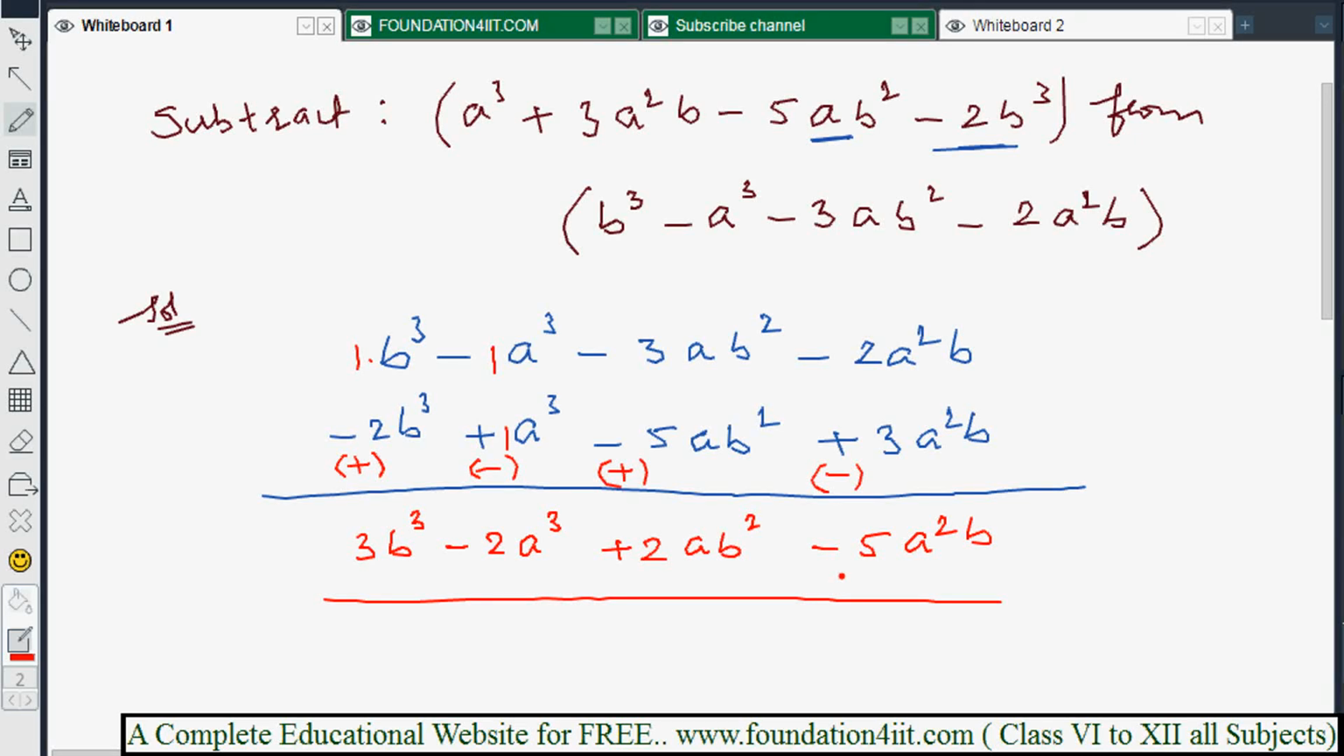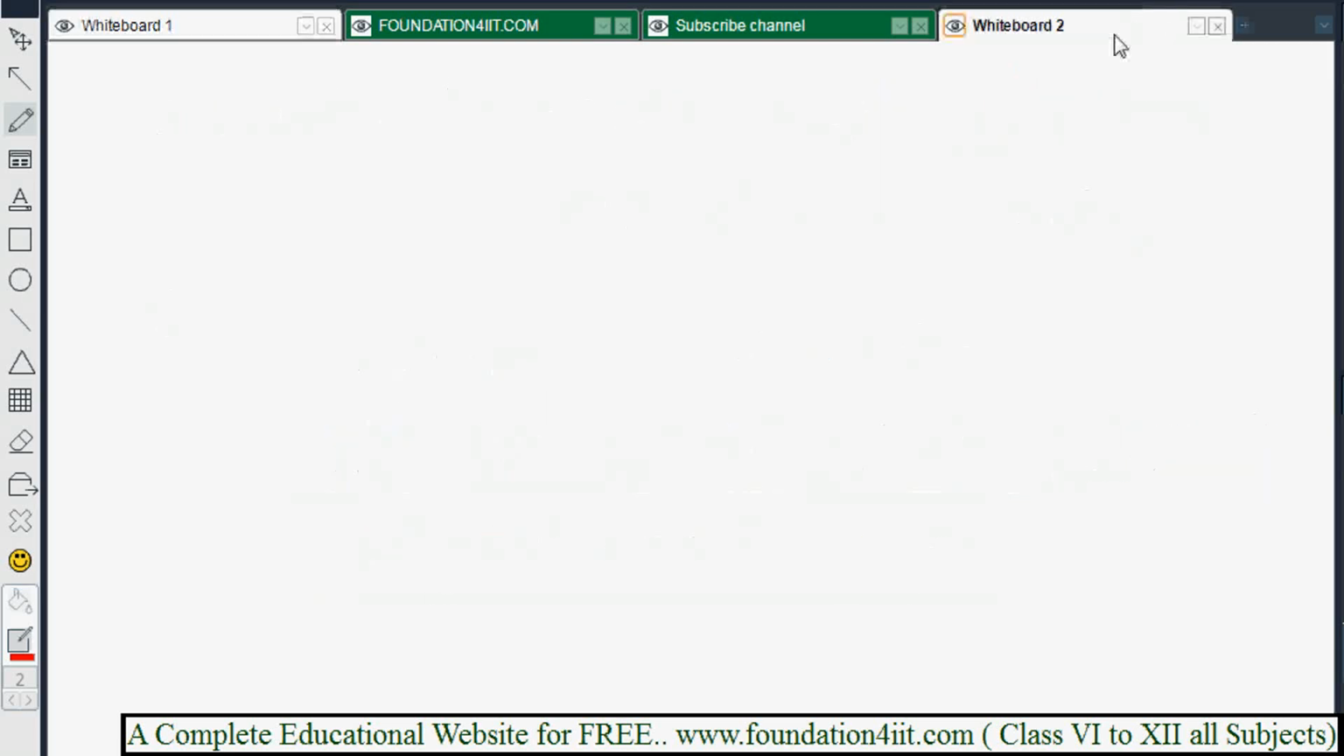When you subtract, first you should change the sign of the second polynomial. After arranging, then you should do addition. First coefficient and second coefficient only we need to add. This is the way. Okay, one more example I'll explain.